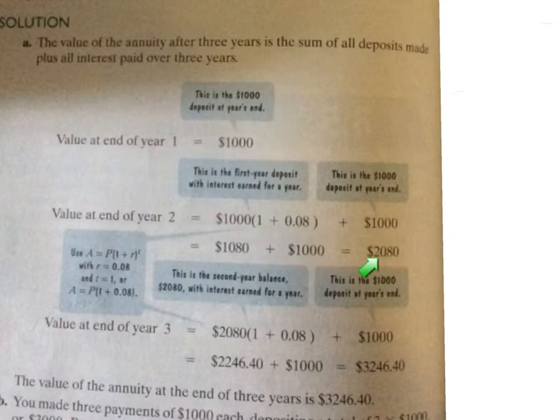So you have 2080, but you want to know the value at the end of year 3. So you use the formula again, but your new principal is this here. This is your new principal. You no longer have $1,000 in your account.